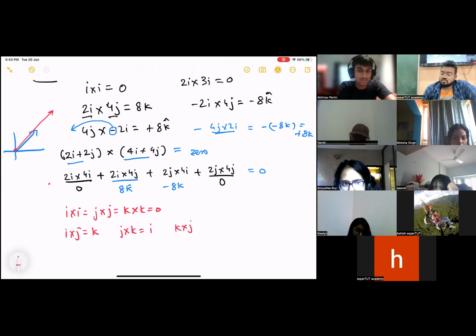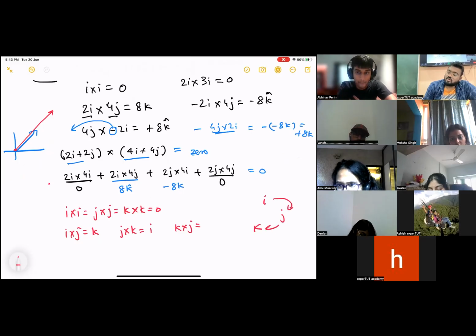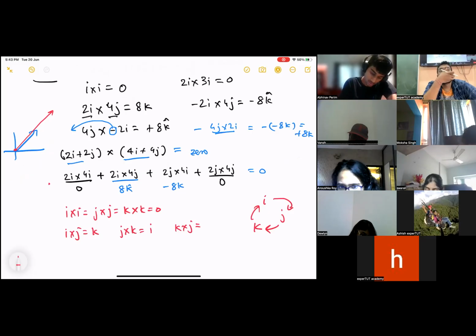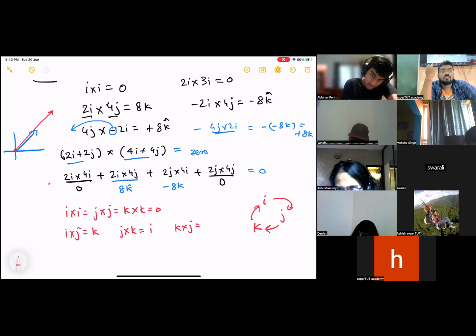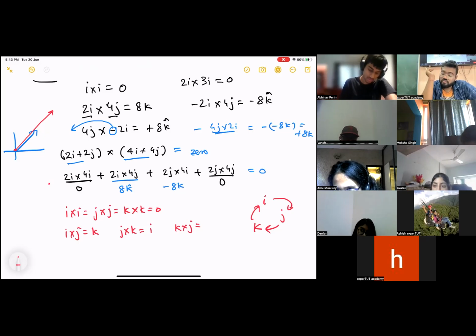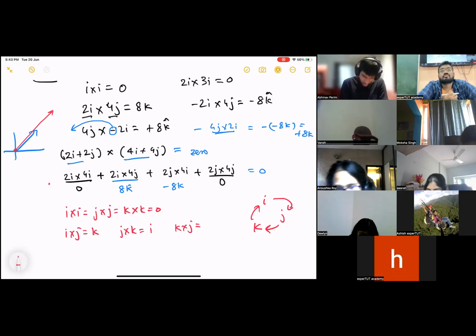k cross j? Okay, it works like this: there is an i, there is a j and there is a k, and this is the cycle, okay? If you go in this order, then it's positive. So i cross j is k, j cross k is i, k cross i is j. But j cross i is minus k, so if you go in the reverse of this order, j cross i is minus k.